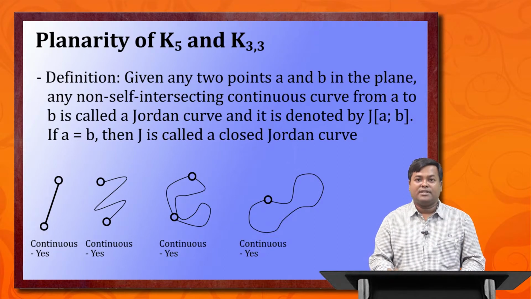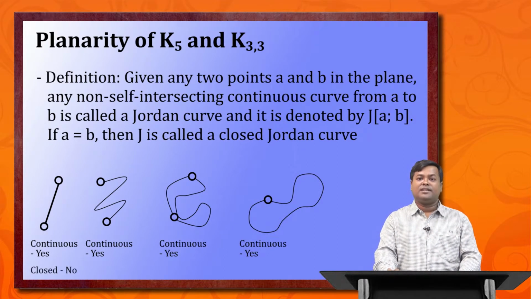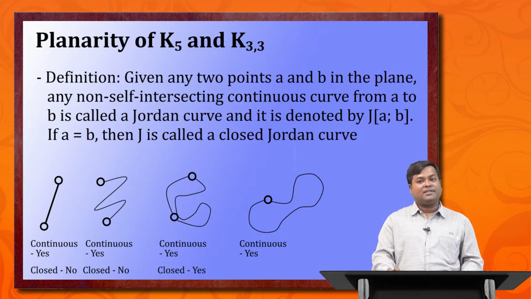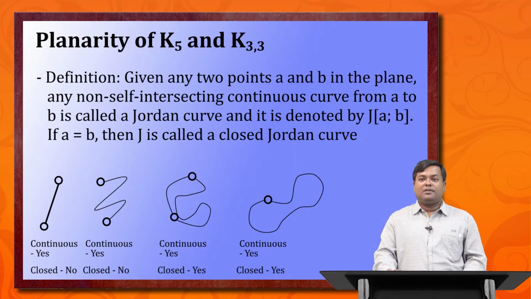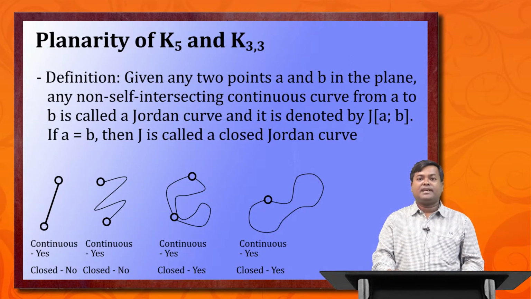Now what about the closedness? The first one is not closed because the starting and ending points are completely different. The second one is also not closed. The third one, yes, it is closed because the starting and ending points are the same, and the fourth one is also closed. Now we need to check, out of these 4 graphs, which are basically non-intersecting.